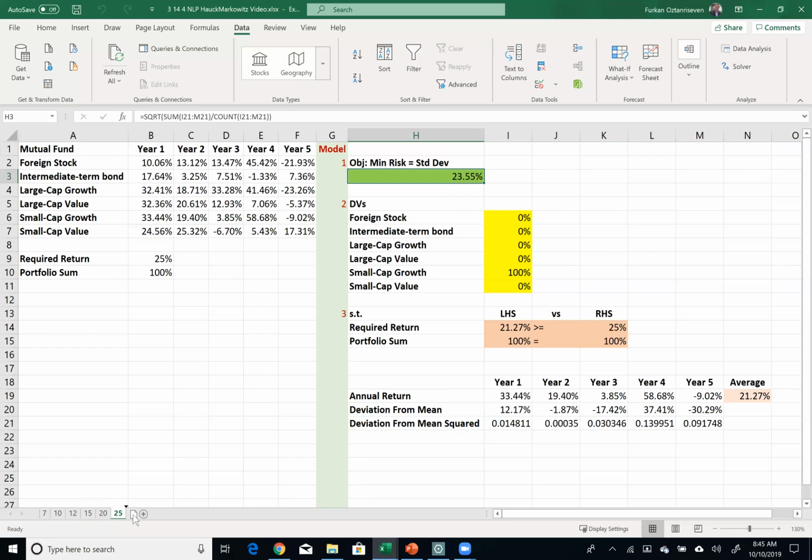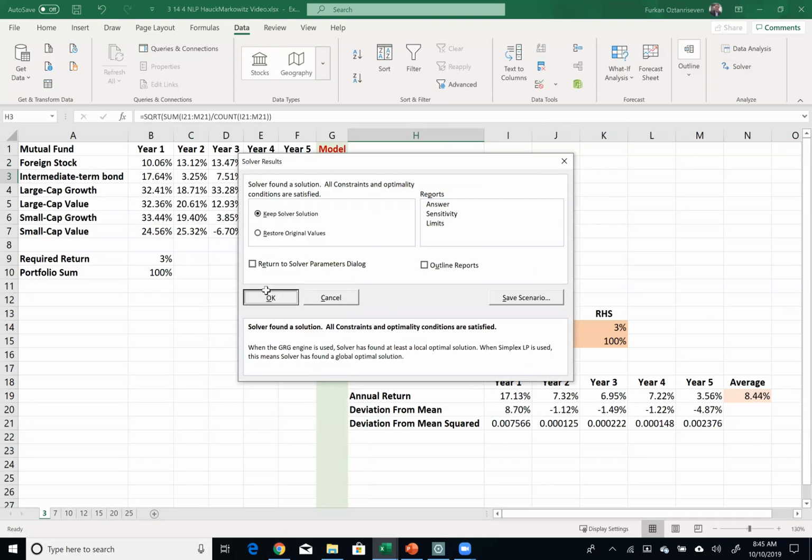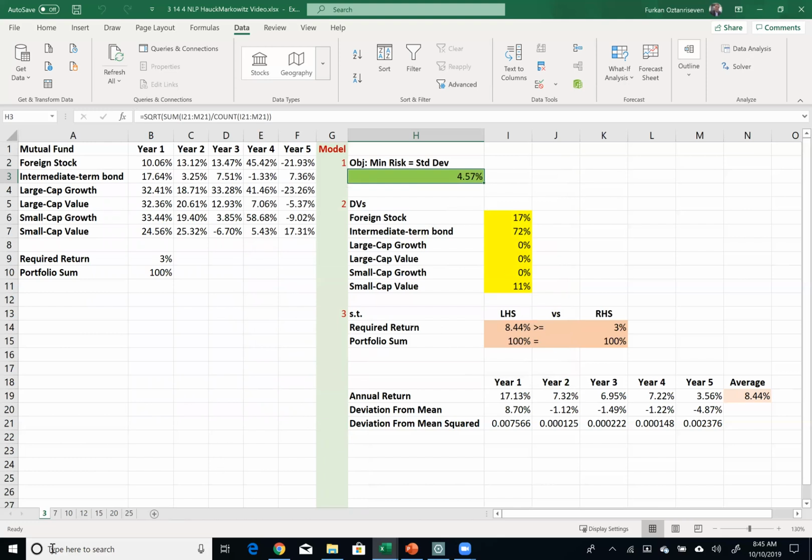What if I want to get, let's say, only 3% return? If that's your goal, 4.57. So it looks like it didn't really change. So, okay, the lowest risk you can reach is 4.57, and you will get 8.44% based on this profile.